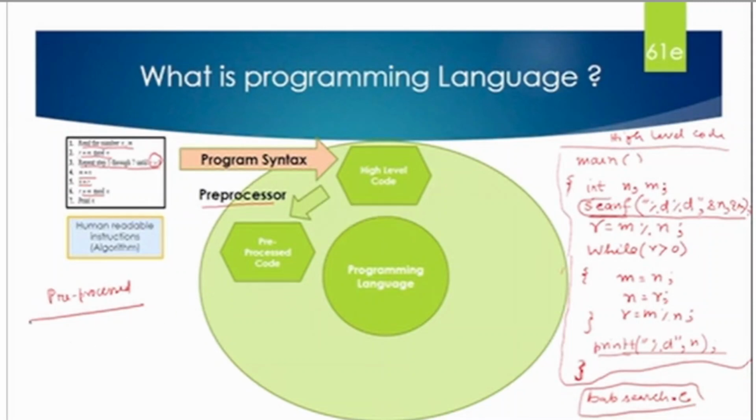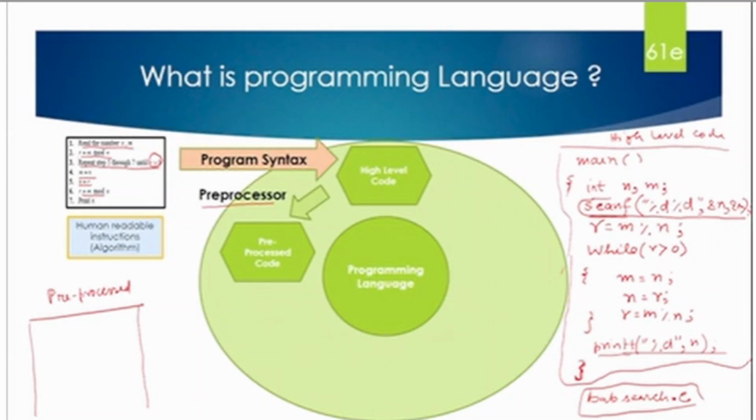the pre-processed code is basically your high-level code plus a few lines which the C programming language will add on top of our high-level code. So again, this is also a .c file, but it is a modified version of our high-level code.